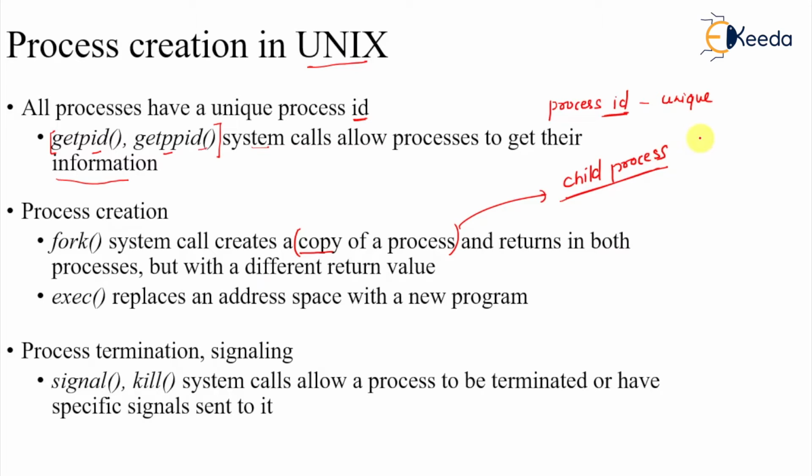Which processes? Child process and parent process. So it returns in both the processes, in the child process and the parent process, with a different return value. So what is the return value here? In the child process it returns with a value 0, and in the parent process it returns with the value 1.